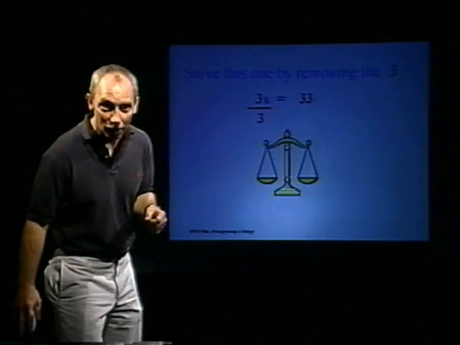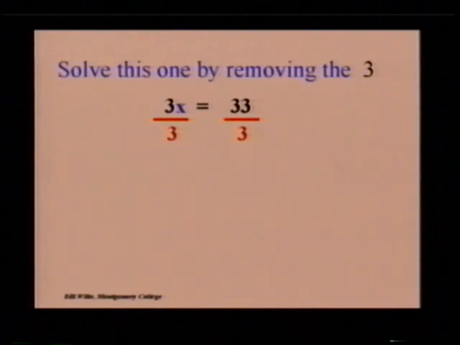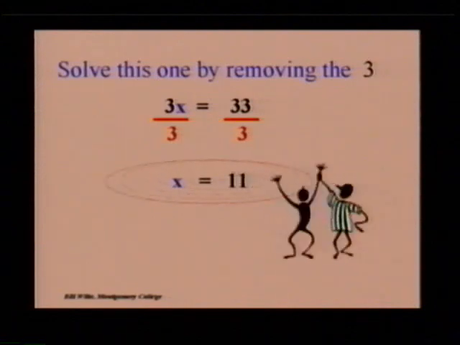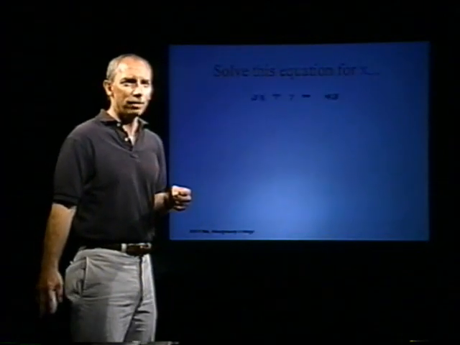If I'm going to do it on one side, I certainly have to do it on the other. Okay? So 3x divided by 3. Hi, Mom. I've gotten rid of it. Well, 3 divided by 3 is 1. We really don't need the 1. 1x is x, right? And 33 divided by 3 is 11. So there it is. He's by himself again. Ding-a-ling. Okay? Let's solve this bad boy.